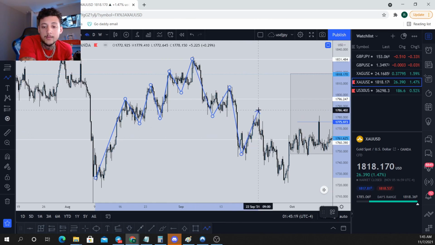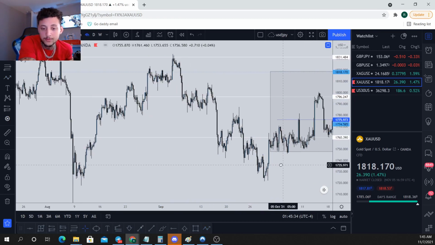Price pulled back yet again, lower high, and then lower low, then a lower high, lower low, lower high, lower low. Then look at this, break to the upside, higher high, right? And then price kind of just consolidated and moved on from there.